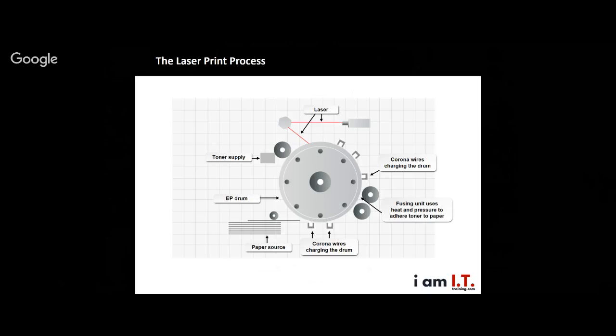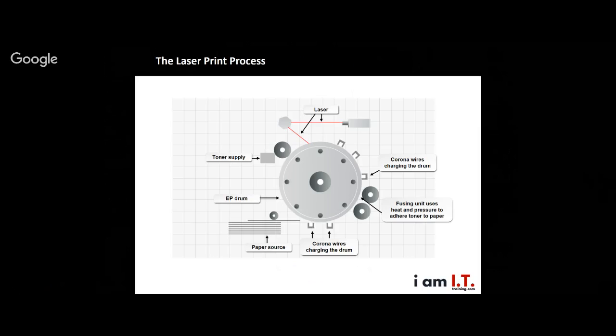The next process is erasing. It actually takes the charges away from the EP drum so it can prep for the next image. You don't want any leftover electronic charging to be there, and if it is, it'll completely mess up the next image or text for the next piece of paper.